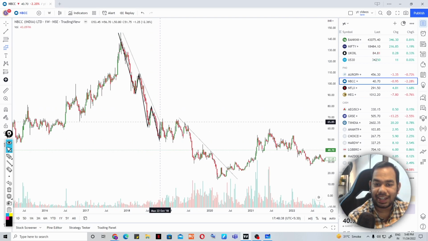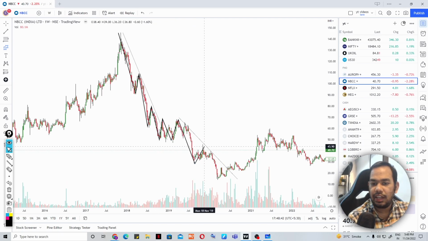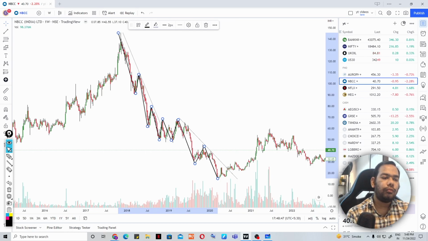Then there was a rectangle pattern forming up. Okay. Similar lows, similar highs. Then again lower low, lower high formation. Okay. This is the Dow theory concept. Okay. So now you know that this is a clear downtrend.